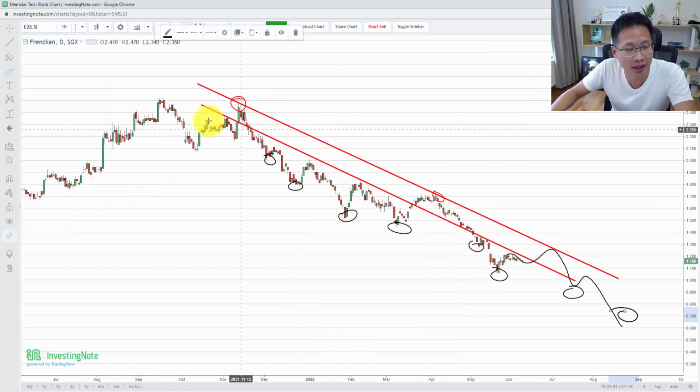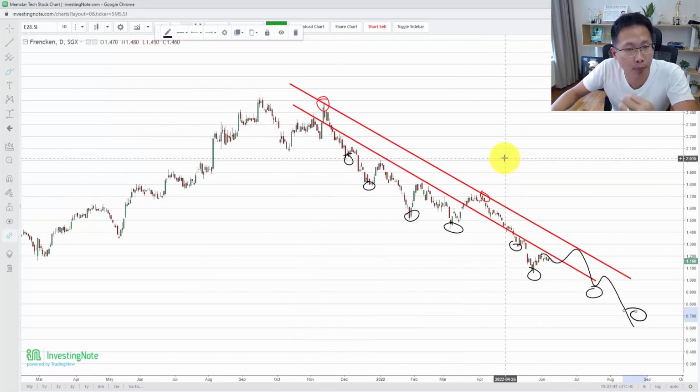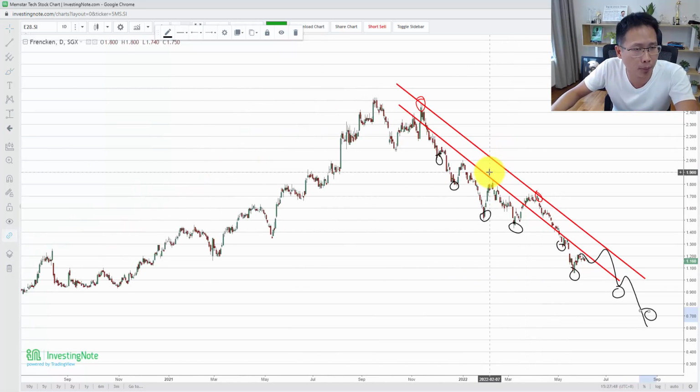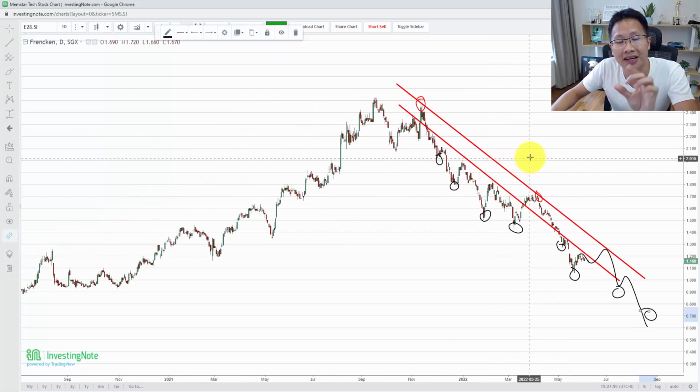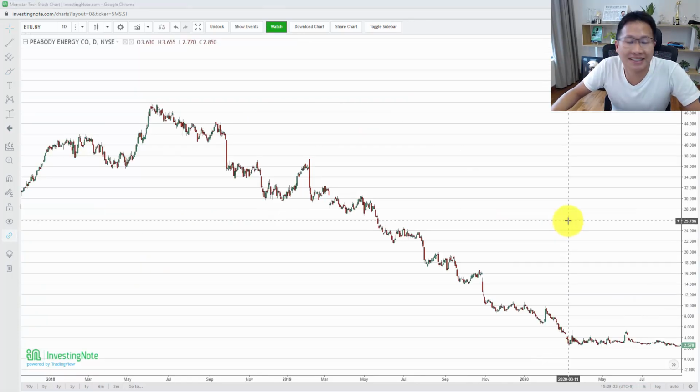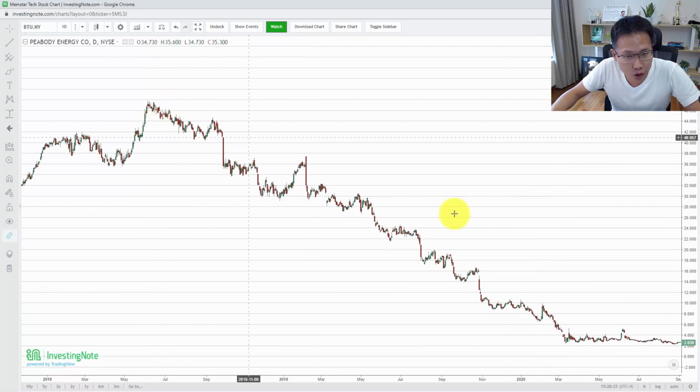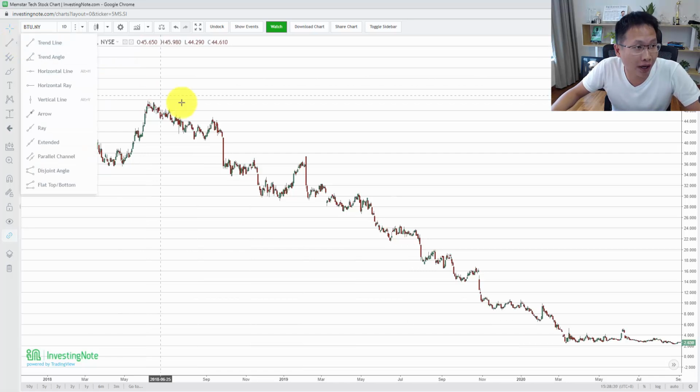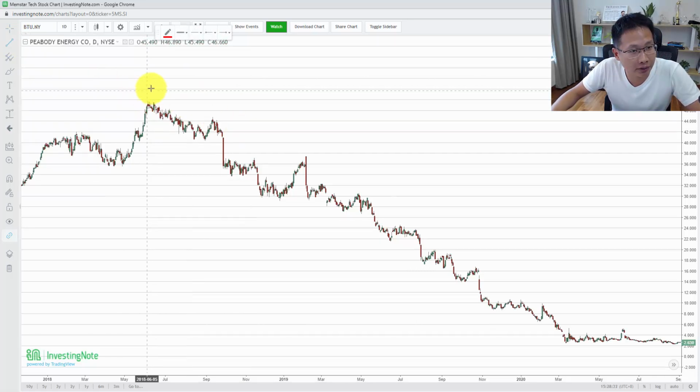So this is how we draw a trend line. We want to connect more points, and the more touches we have, the better it is. Here's another case study whereby we have this stock moving in a downtrend for quite a while. So we can draw a downward sloping trend line as well. This is what we call a channel resistance line.